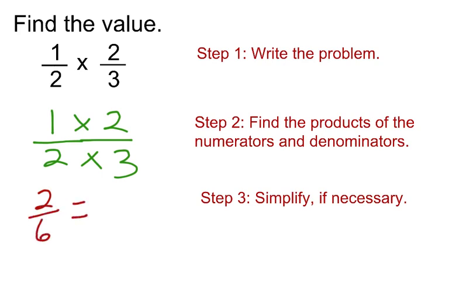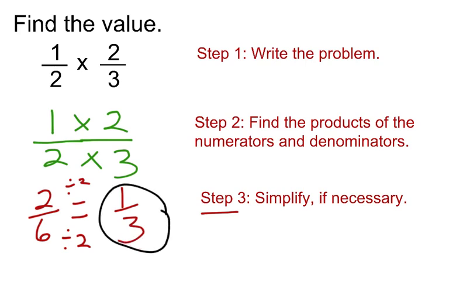And then I need to simplify if necessary. Well, 2 over 6, I can see they're both even, so they can both be divided by 2. So when I reduce 2 over 6, I get 1/3. So 1/2 times 2/3 is 1/3. So that's the most simple way of multiplying numerically.